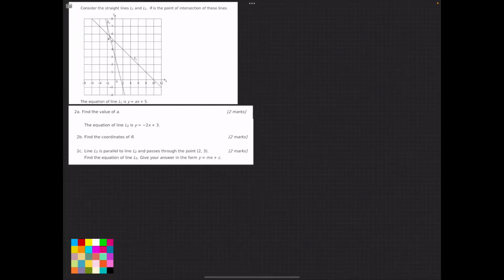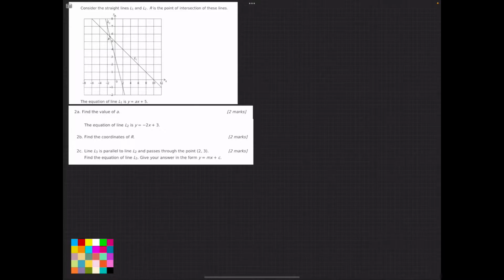Everybody. Let's look at question 2. Here we have two lines that intersect at a point. We're asked to find the gradient of one of them. We're asked to find the point of intersection, and then we're also asked to find the equation of a line based on some of that previous information. Okay, so let's start with question 1.